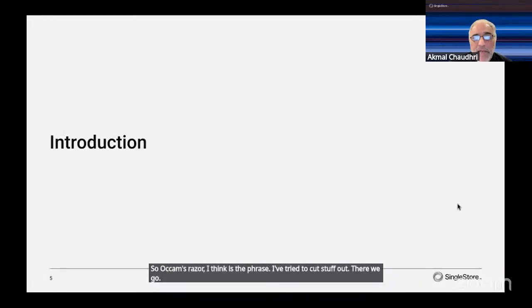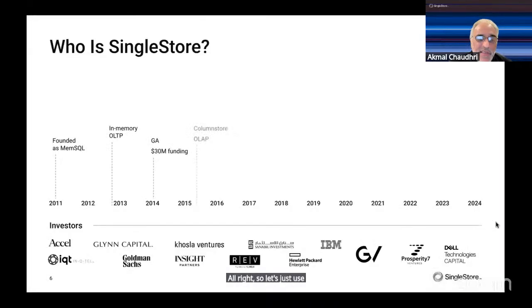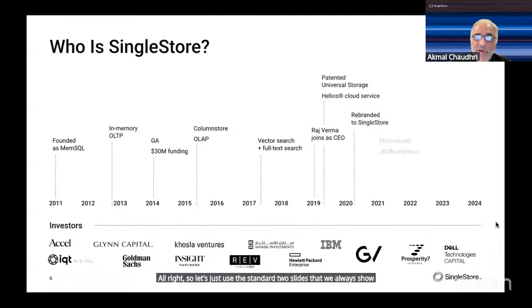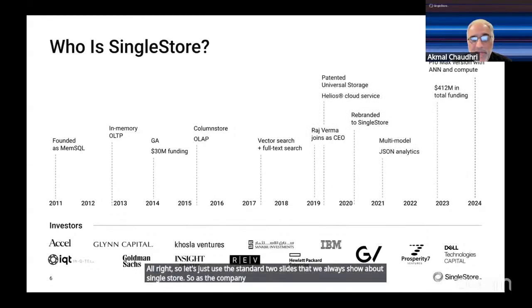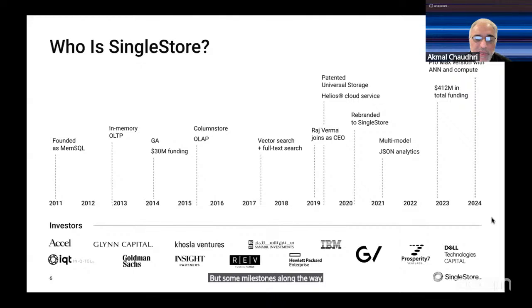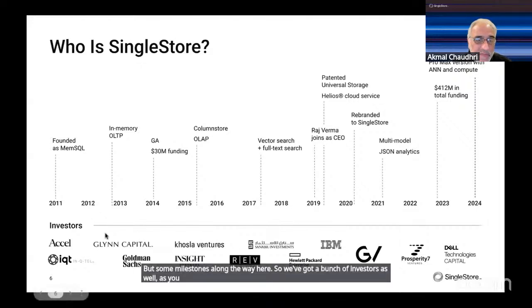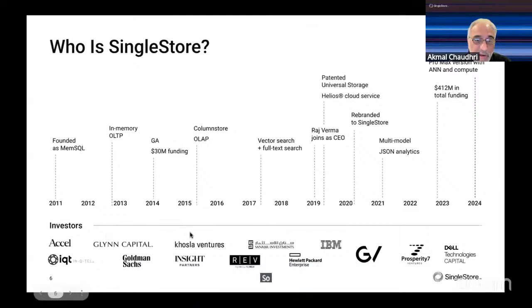So let's just use the standard two slides that we always show about SingleStore. So as the company, founded way back in 2011, feels like an age ago now. You know, the world kind of moves on. We are, I think, well, I mean, that's 2024. We should add an extra bar there. But some milestones along the way here. So we've got a bunch of investors as well, as you can see down the bottom here. So Goldman Sachs, Khosla Ventures, for example, IBM, Hewlett Packard, and so on.